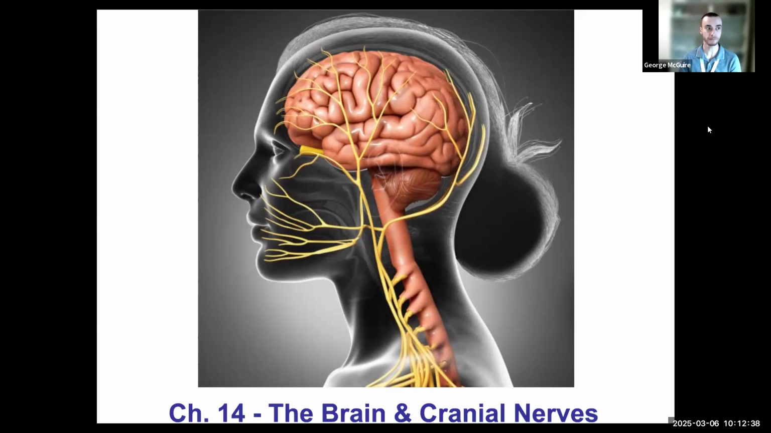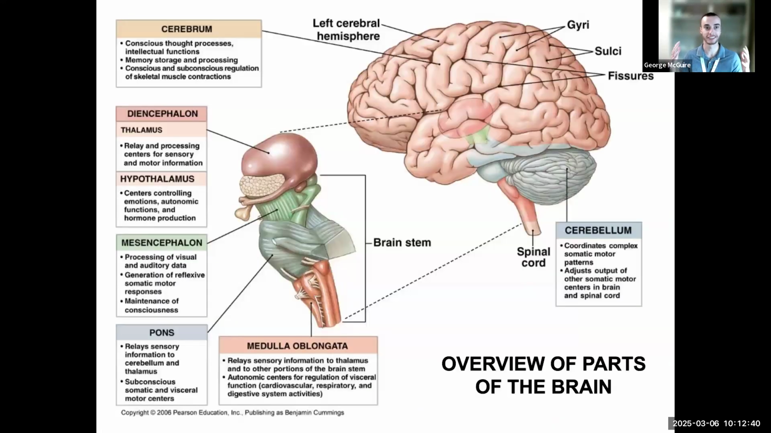So here is a general look at all the different parts of our brain and brainstem that we'll talk about in this chapter. But like I said, in this first video, we're just going to go over some basics. And in the next video, I'll actually dive into the specifics about the medulla oblongata, pons, mesencephalon, aka midbrain, thalamus and hypothalamus, cerebrum and cerebellum, etc.